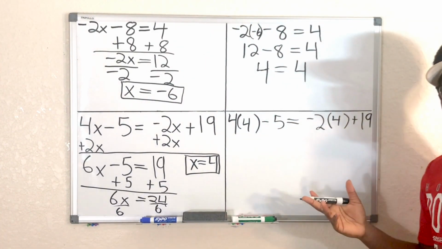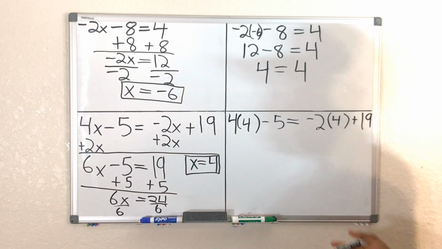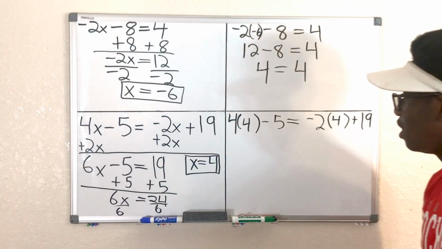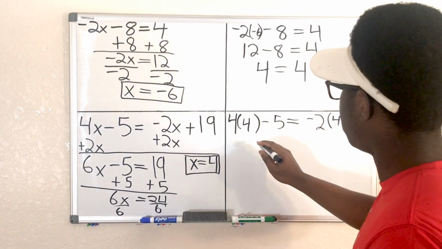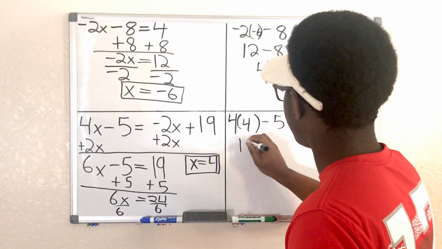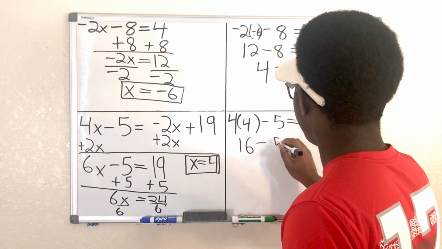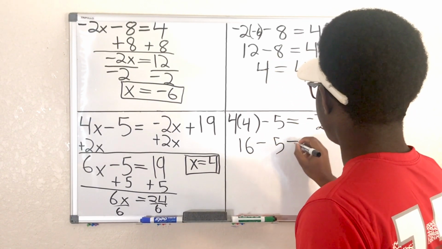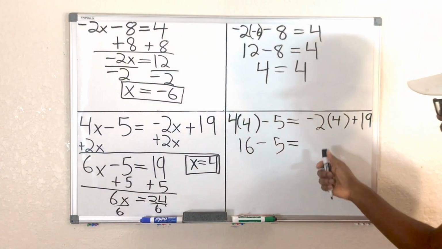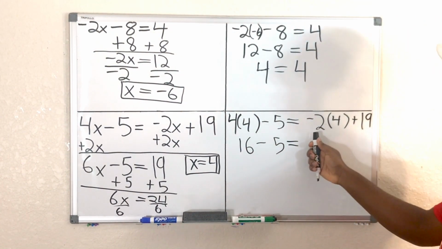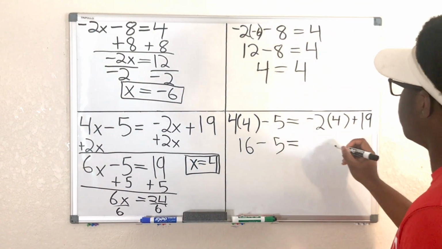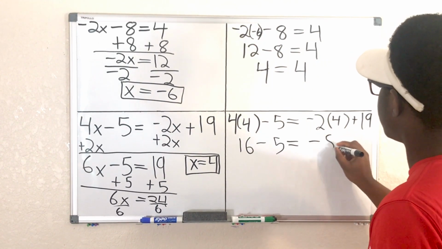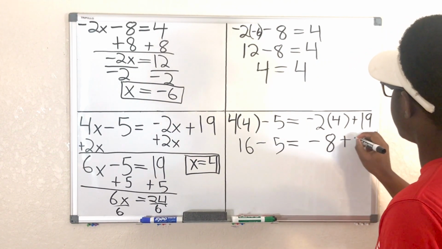So if you think you can solve this, you can pause it and go ahead and solve it. But in other words, let's dig in. So we have 4 times 4, which is 16. 16 minus 5, which is equal to, now we have a negative 2 times 4, which is going to give us negative 8 plus 19.